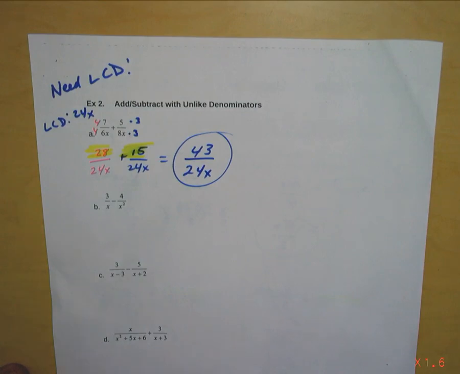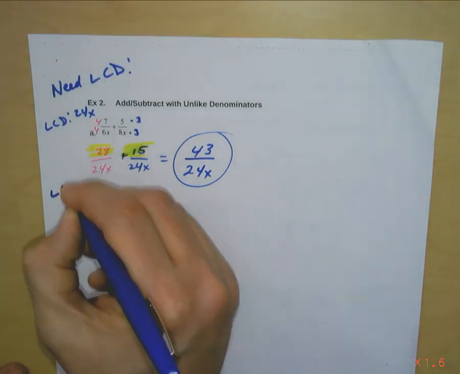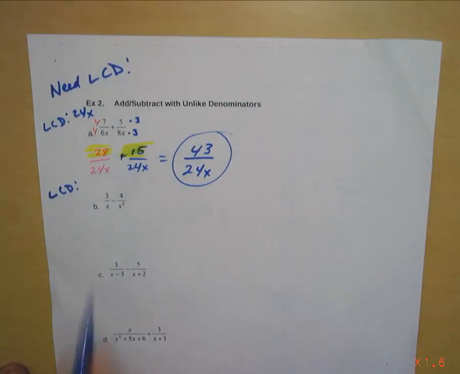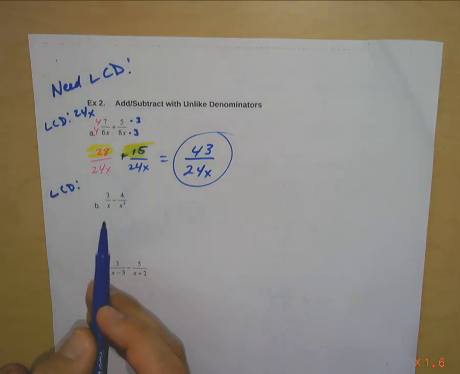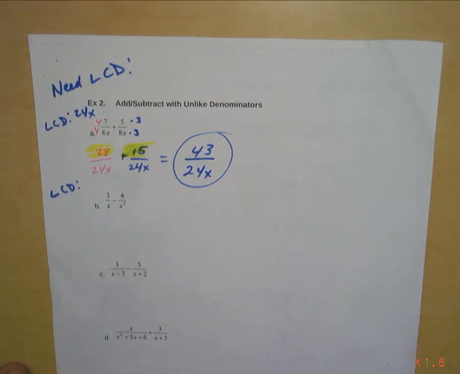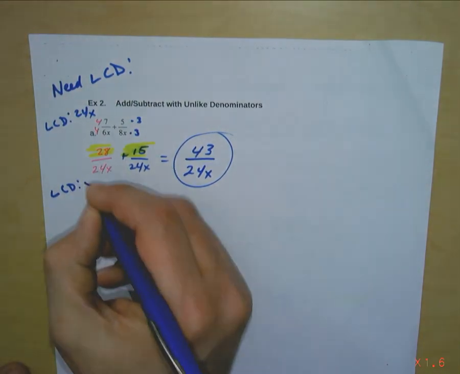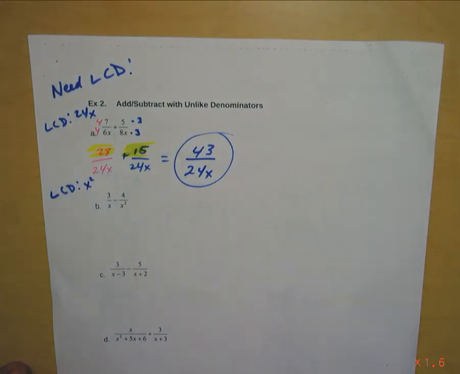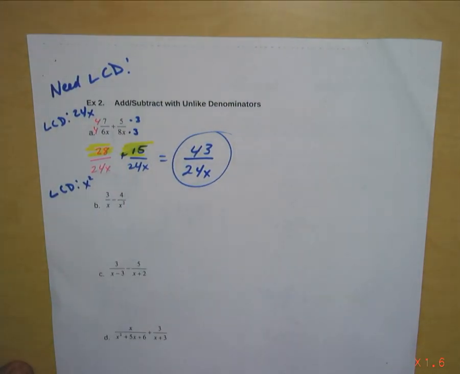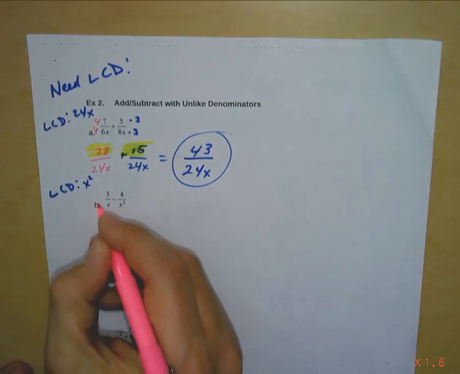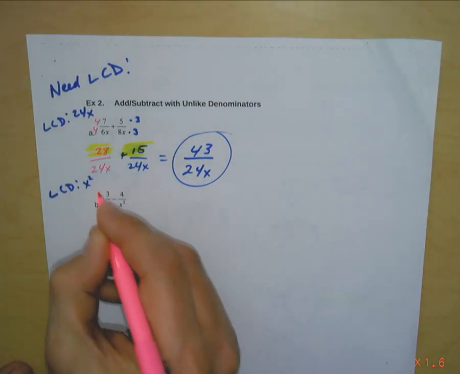Okay, so LCD has to be at least the biggest guy. So it has to be at least x squared. Can I turn x into an x squared? Can I multiply something to x to turn it into an x squared? And I see heads shaking yes. Right? So my LCD is x squared. Okay, what do I have to multiply this guy by to turn it into x squared? Just x, top and bottom.